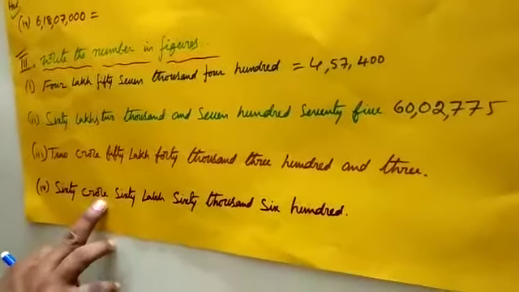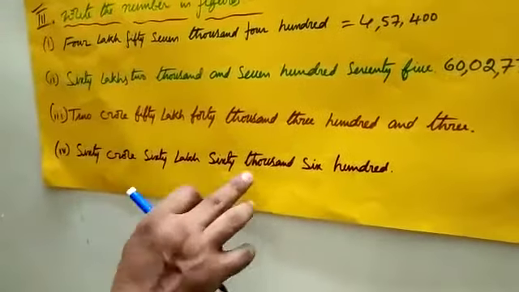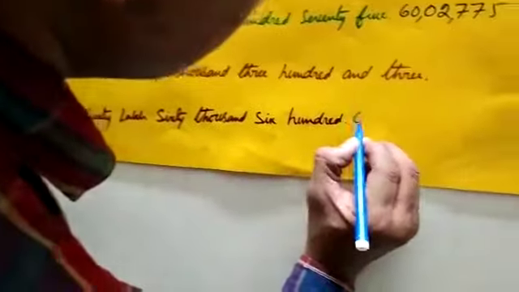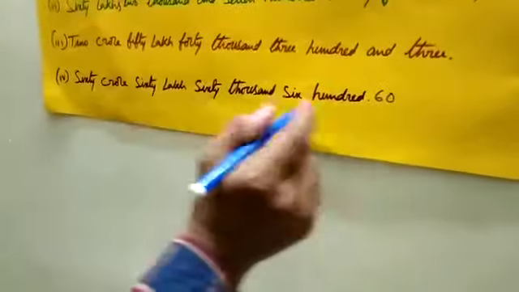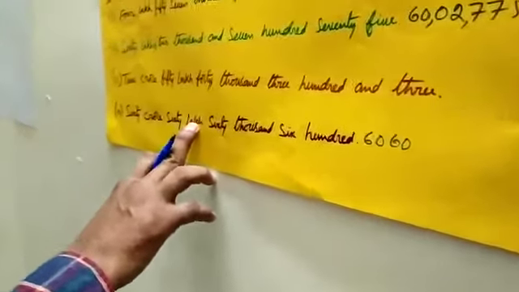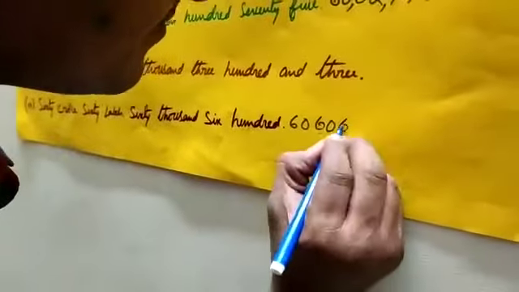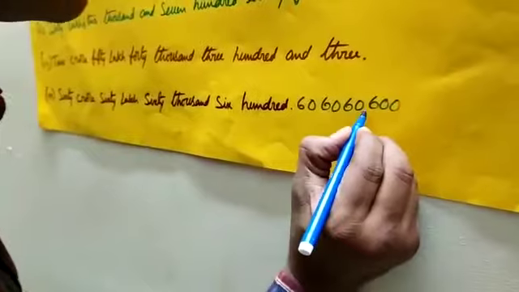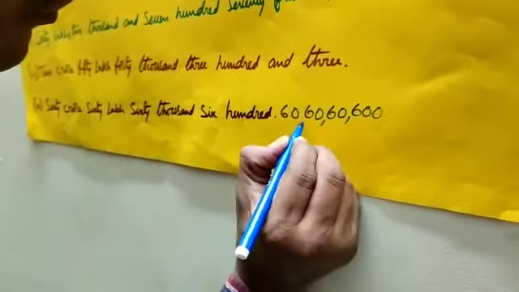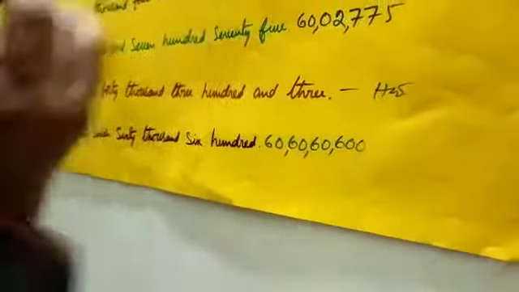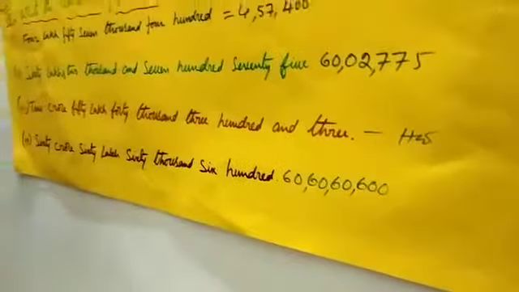60 crores 60 lakhs 60,600. This is 60 crores 60 lakhs 60,600. This is like we divide with comma: first 3, after that 2. 60 crores 60 lakhs 60,600. This is homework, this is for you. I think you can do it.